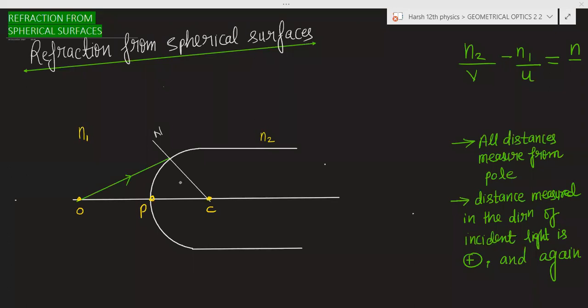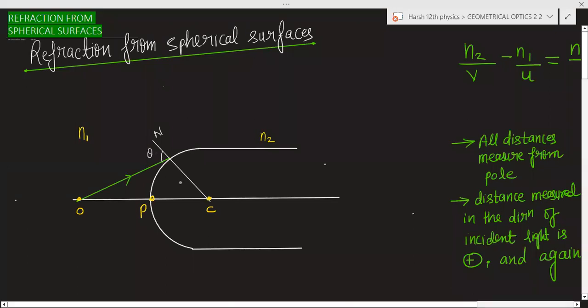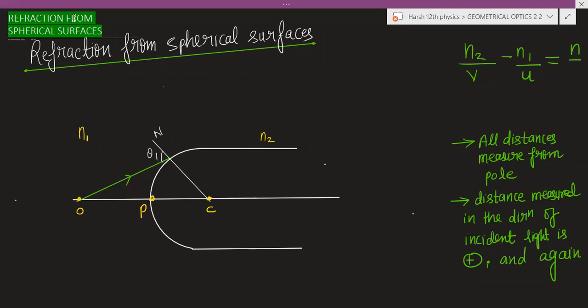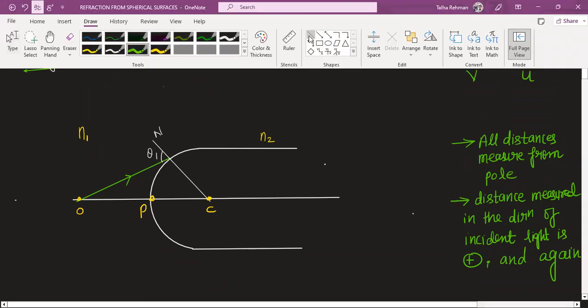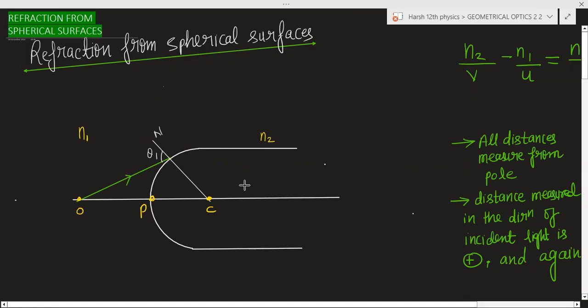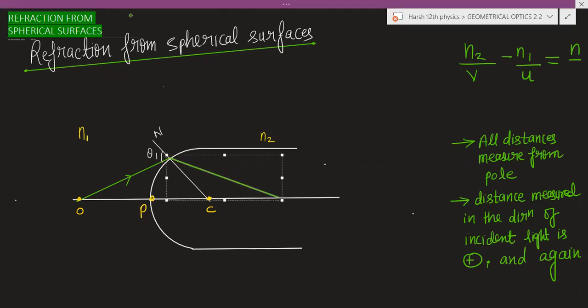So this angle, suppose, is θ1. And finally, this is the incident ray. This ray is going in this medium. And after refraction, suppose N1 is the rarer medium and this medium is the denser medium. So going from rarer to denser, it will bend towards the normal like this. And another ray from the object is, suppose, like this.